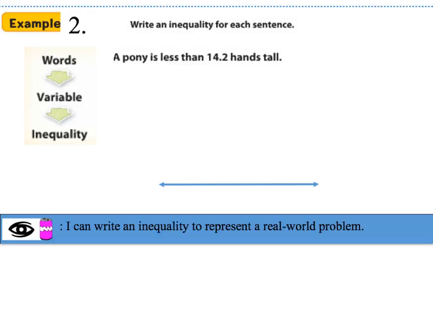Example 2 says, write an inequality for each sentence. So in words, we have a pony is less than 14 2/10 hands tall. So for my variable, I'm going to use P, which should stand for the pony. And to write the inequality, we need to underline the keyword, which is less than. And I'm going to write the pony needs to be less than 14 2/10.